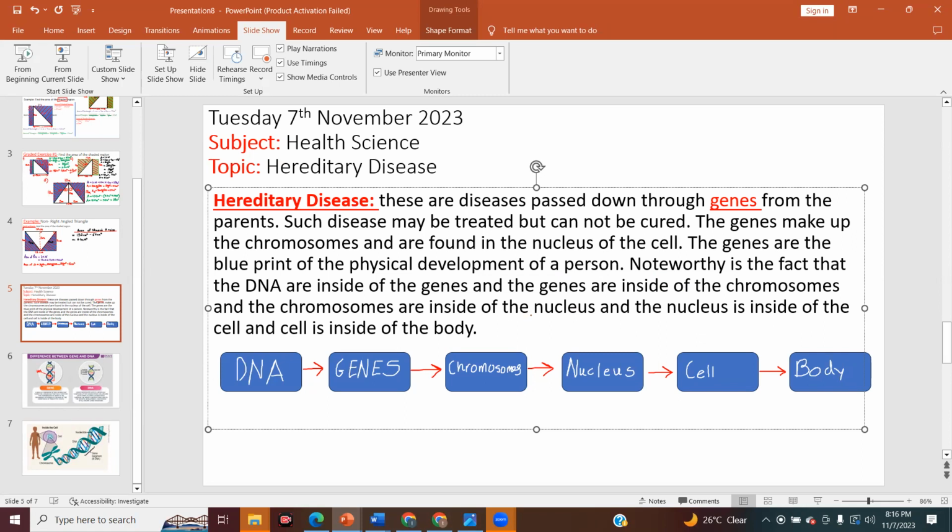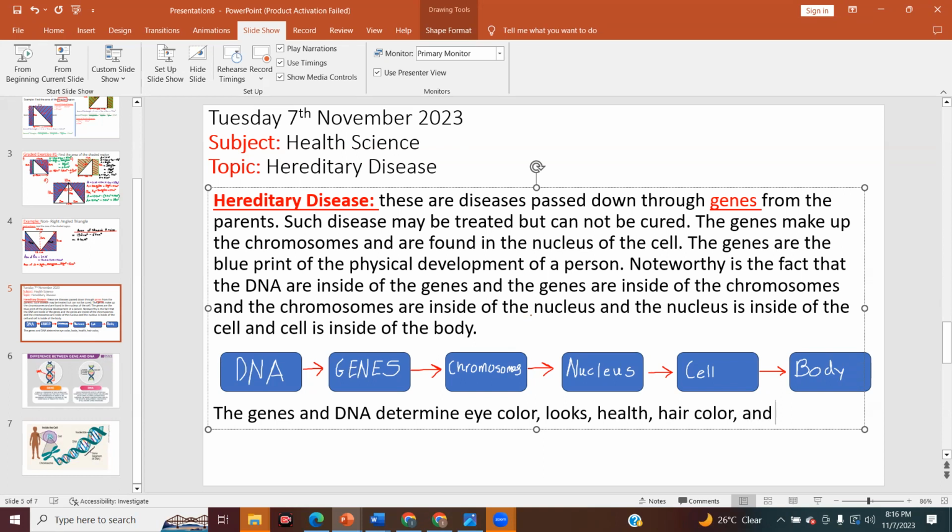So the genes on DNA determine eye color. What else do they determine? They determine how you look. What about your hair? Yep, hair color. And many other factors, right?